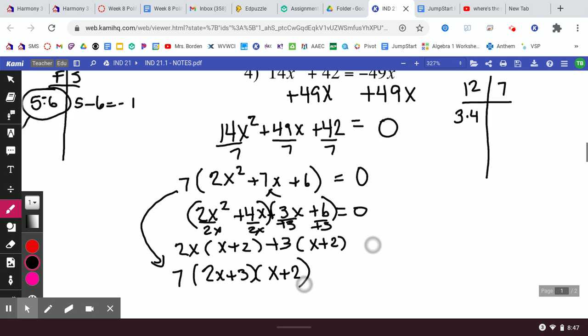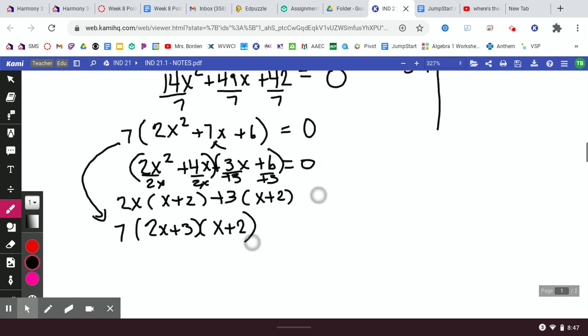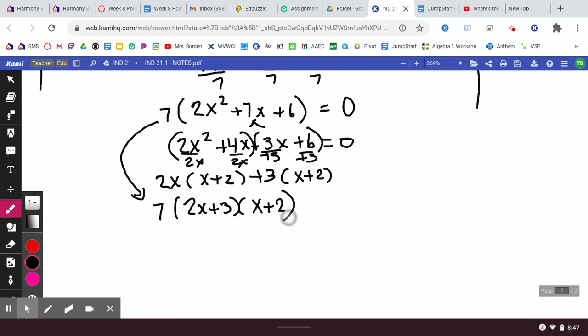So now comes the step of solving, and you don't do it any different. You take every single term. 7 equals 0. 2x plus 3 equals 0. And x plus 2 equals 0. That's all my terms set equal to 0. Does 7 equal 0? Can I ever make 7 equal 0? So that one is thrown out. It's an extraneous solution. It doesn't work. Okay, we throw that one out.